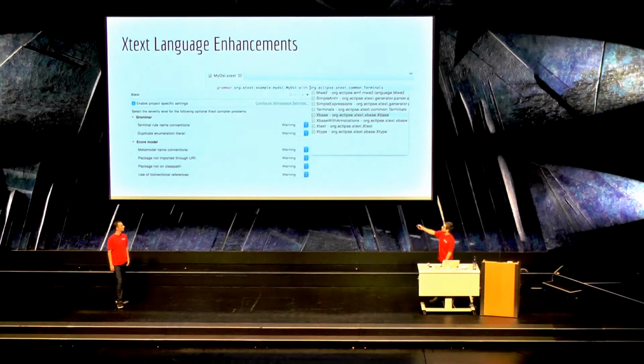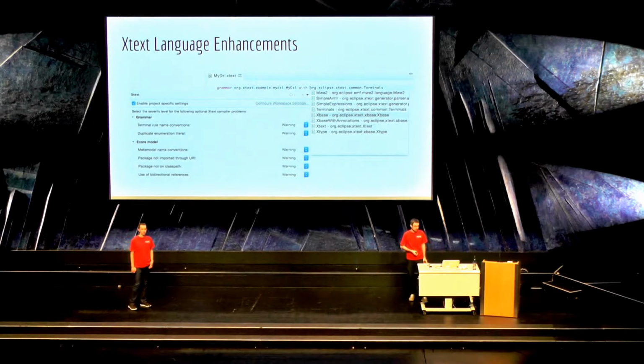Another thing that we added, which is very convenient and was a long-standing issue, is that we now get content proposals for your super grammar. So far you had to basically copy or remember the qualified name of the grammar that you wanted to use. It's now available with Content Assist.